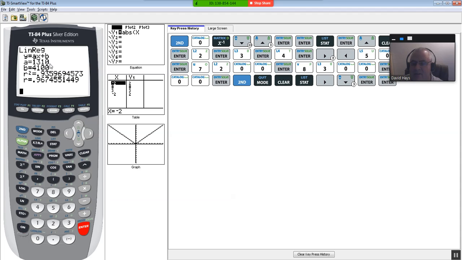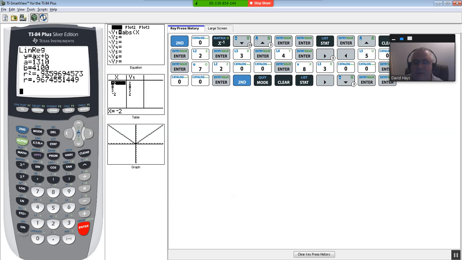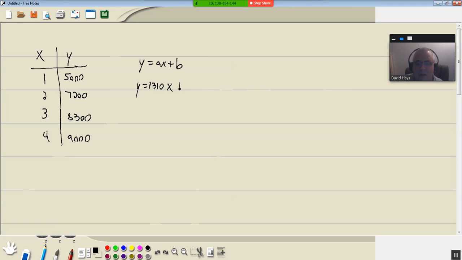So they tell us A is 1310. So plug 1310 in for A. And then tell us B is 4100. Now this will be our linear model. This is done with linear regression. So I could use this to predict. For example, if I want to know what the value would be at 6 years, I could plug 6 in for the x, and that would tell me what this would be.